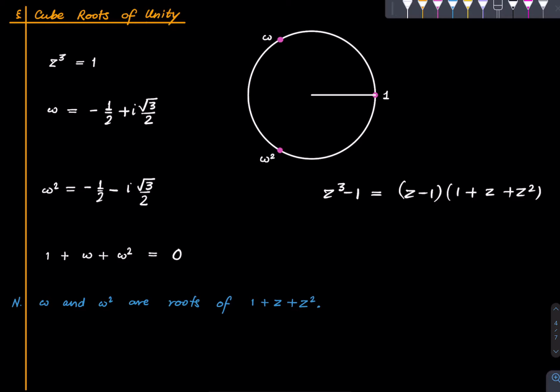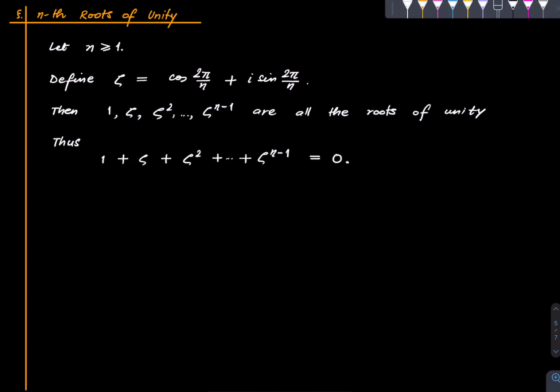All right. And finally, this is a general remark. We have seen this in the case n equals 9, but here is the general remark. Fix a positive integer. Define zeta as that particular complex number. Zeta, of course, is an nth root of unity. But the point is that these are all the nth roots of unity.